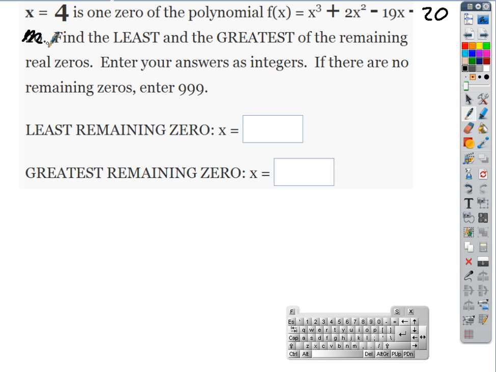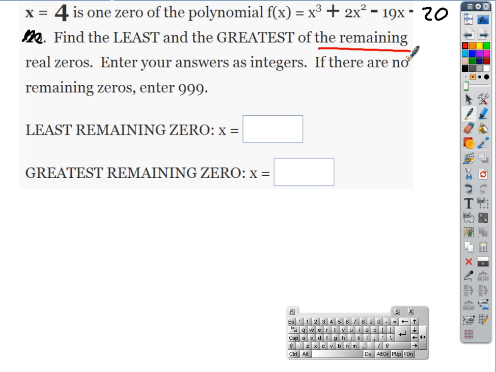Okay, so what about this? X equals 4 is one zero of this polynomial. Find the least and the greatest of the remaining. So we don't care about the 4. That one's given to us. The others, if they're there, how would we find those? What's the easiest way to do this one?